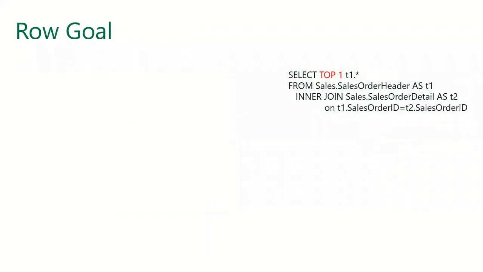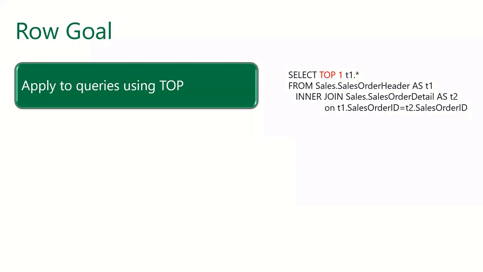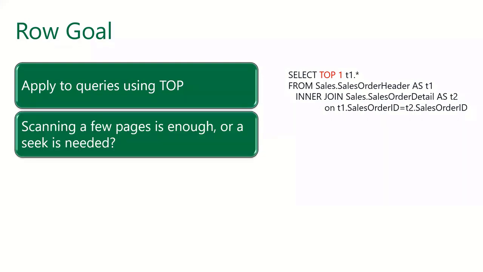Then the third one, row goal. Row goal is for queries which use TOP. The query has a TOP. What's the point? It applies to queries using TOP. Scanning a few pages is enough. For example, TOP 1 for this query. Maybe it will read one page and get a record from there. So a simple scan of a few pages will be enough to solve this TOP 1. It will be more than enough to solve this TOP 1.